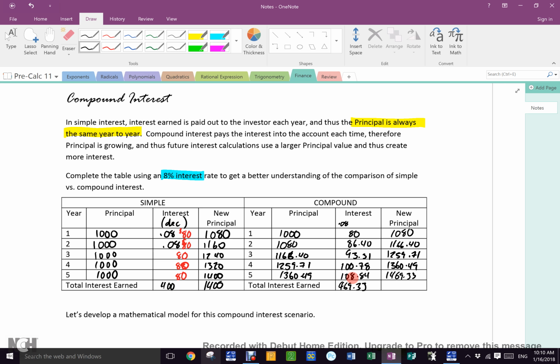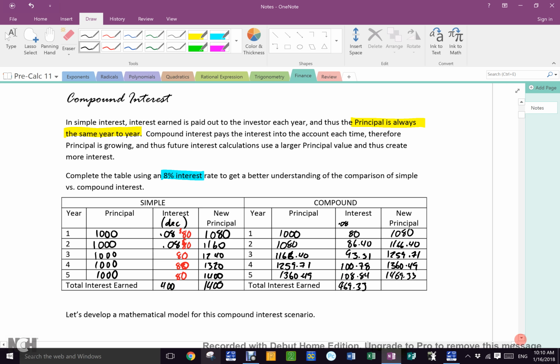Everybody cool? Compound interest pays better. Everybody understand? And that is why often when you owe money to people, they do compound interest. When they have your money, like a bank account, it's often simple interest. Picking up what I'm putting down?